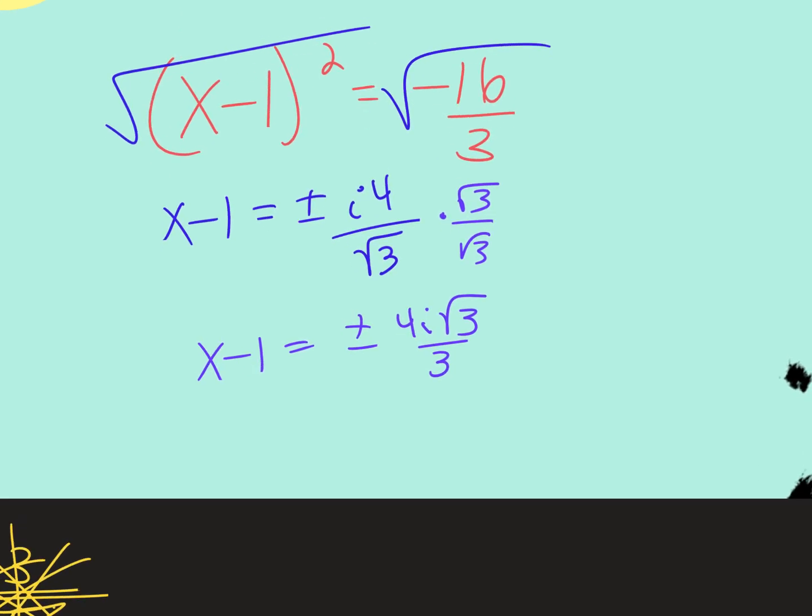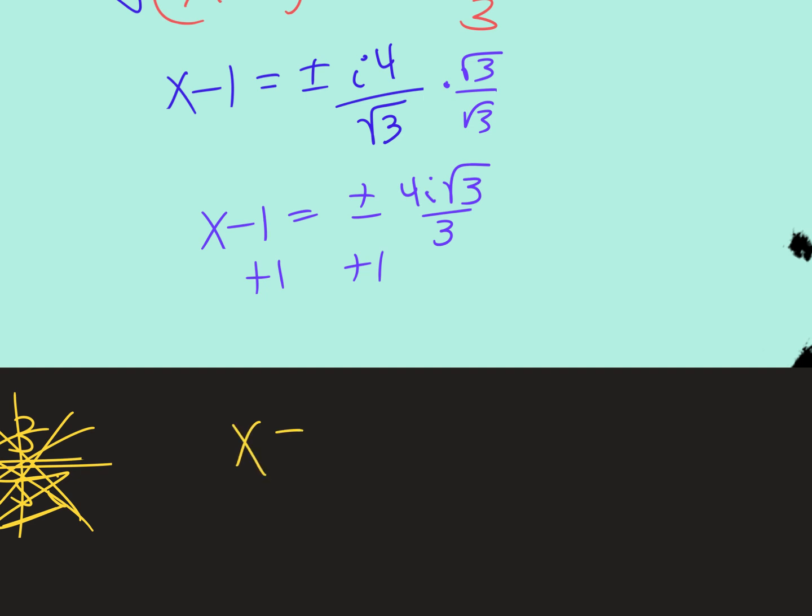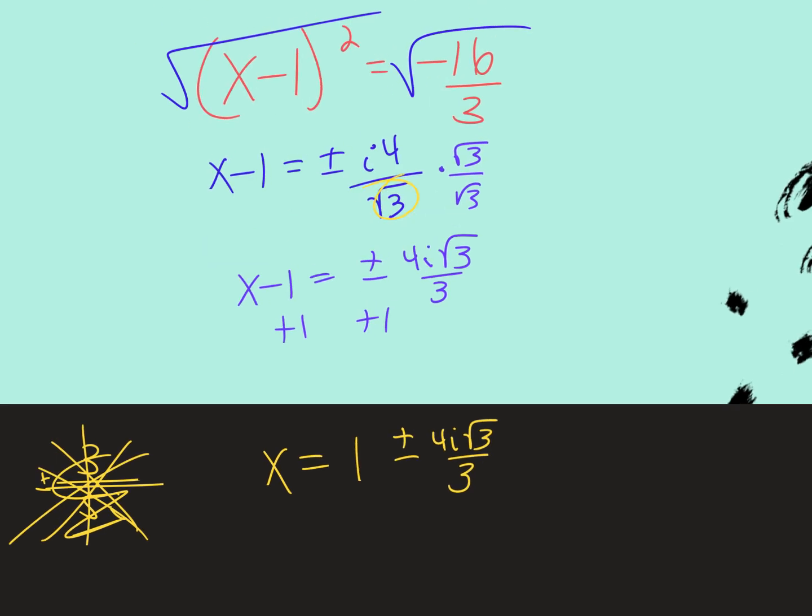And then what's my last step? I'm going to add the 1. So you guys end up with x equals 1 plus or minus 4i square root of 3 over 3. That's probably the hardest problem here, and it's because you have to rationalize the denominator.